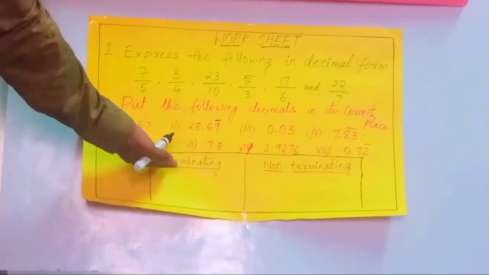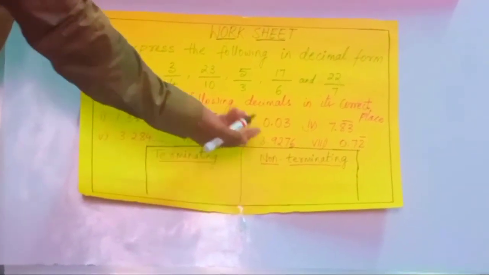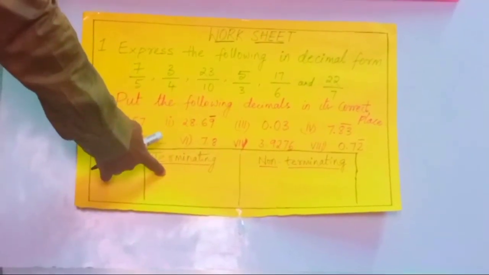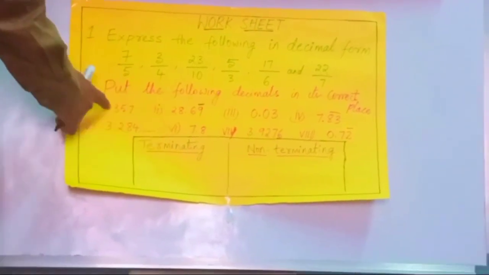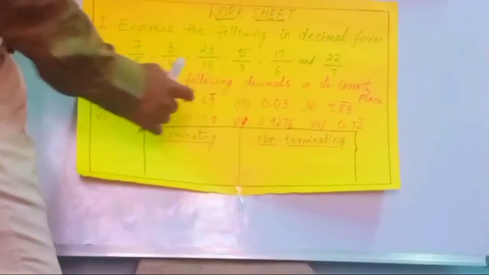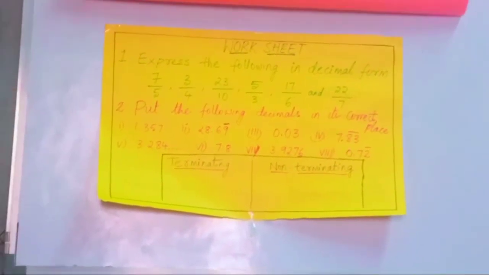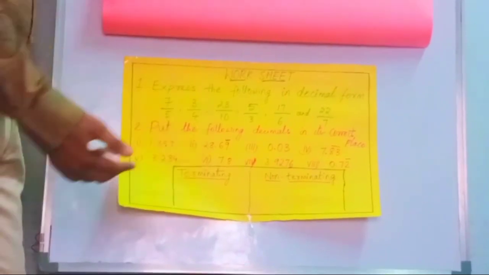For example, this is a terminating and non-terminating table. For the first one, is it terminating or not? If it is terminating, you have to put it in this box. If it is non-terminating, you have to put it in this box. This is your homework, a small homework, so that it will be practice for you all.